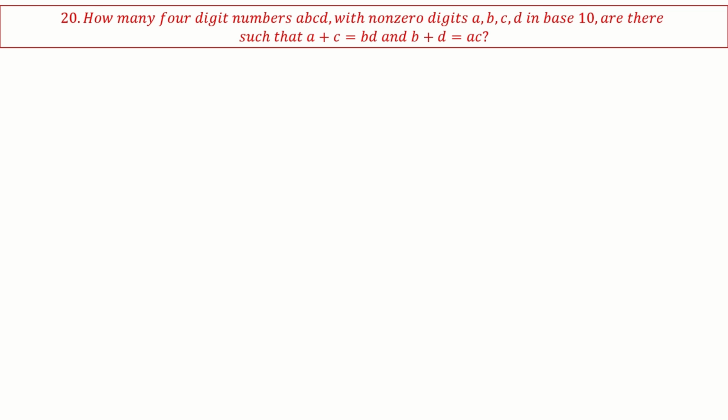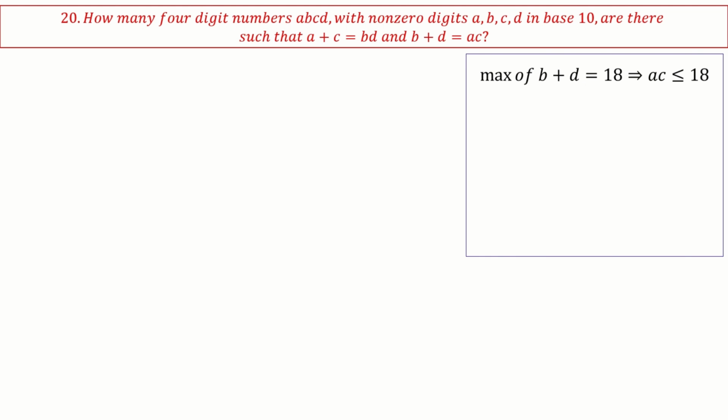Okay, so this is also definitely a simple counting problem. You have to just make a table and clearly write what the conditions are, right? So max of B plus D: B can be 9, D can be 9. B and D are digits, right? So max of B plus D is 18, which means B plus D, which is nothing but AC.